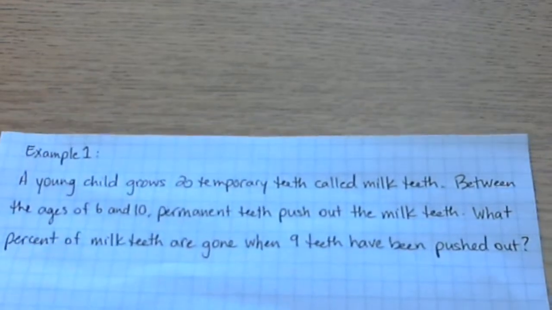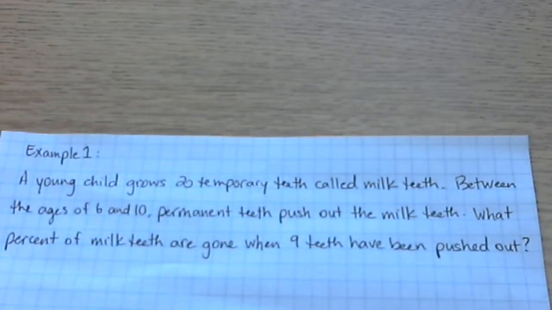And what we have here is that young children grow 20 temporary teeth. The technical term is actually milk teeth. We probably just call them baby teeth. Between the ages of 6 and 10, permanent teeth, your adult teeth, push out these milk teeth. So the question then is, what percent of milk teeth are gone when 9 teeth have been pushed out?